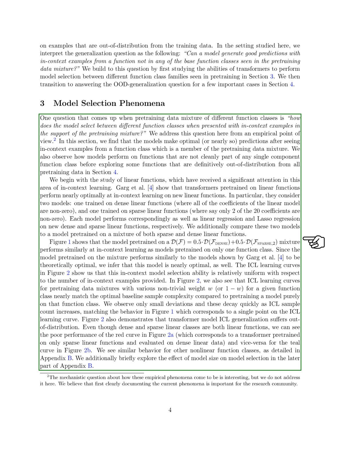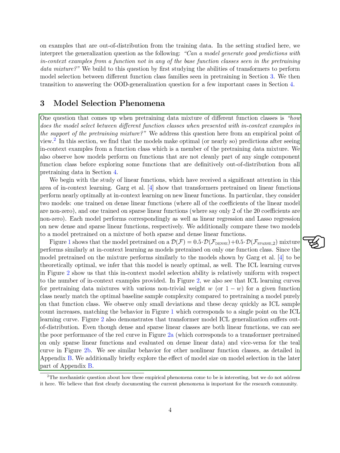We also compared these two models to a model pre-trained on a mixture of both sparse and dense linear functions. We found that the model pre-trained on this mixture performs similarly to the models pre-trained on only one function class. This suggests that this model is nearly optimal. We also found that this model's ability to select in context is relatively consistent, regardless of the number of in-context examples provided. We also observed that the model's performance on pre-training data mixtures with various non-trivial weights for a given function class nearly matches the optimal baseline sample complexity compared to pre-training a model purely on that function class. We noticed only small deviations, and these quickly decrease as the number of in-context examples increases.